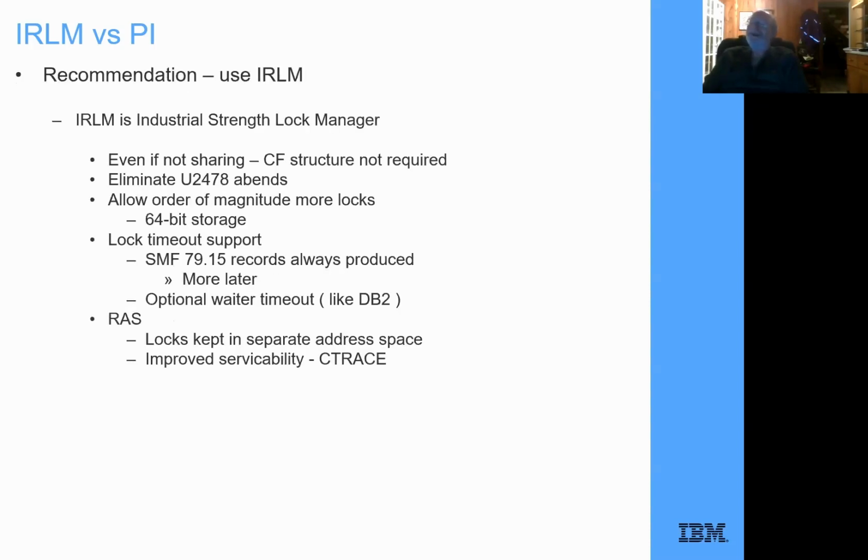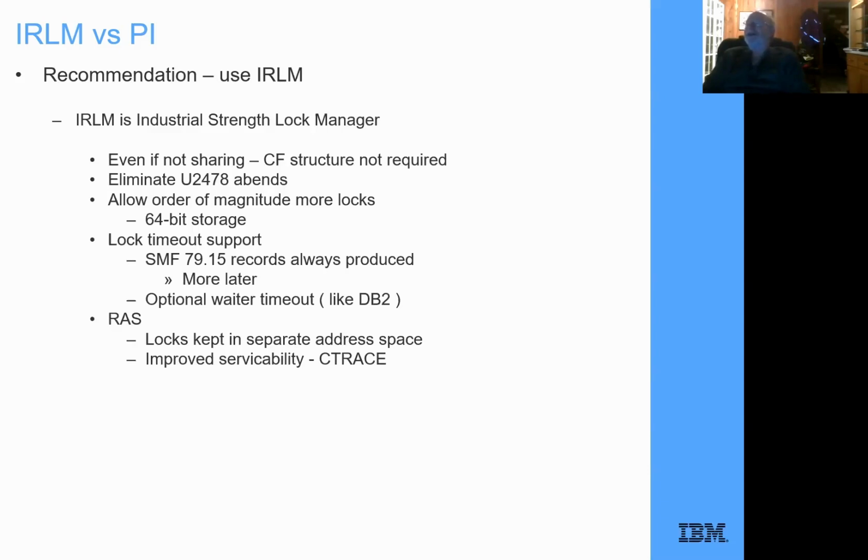So overall, the IMS recommendation is to use IRLM. It's an industrial strength lock manager. PI's day is past. PI was intended for smaller systems without data sharing. Even if you're not data sharing, we recommend you use IRLM. You don't need a coupling facility structure. It eliminates 2478 events, allows an order of magnitude more locks. And as we'll talk about later, it has a very nice feature called lock timeout support.